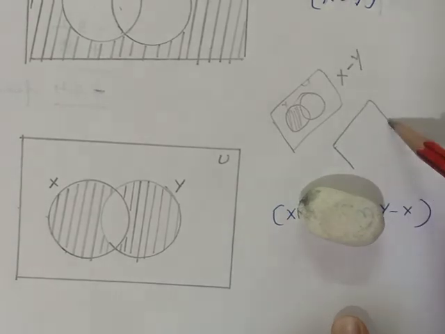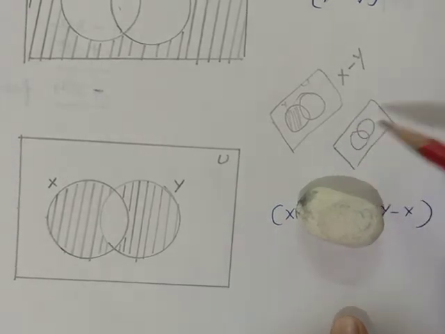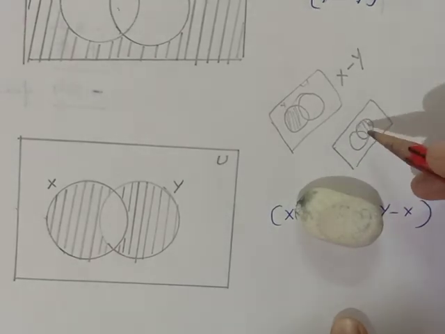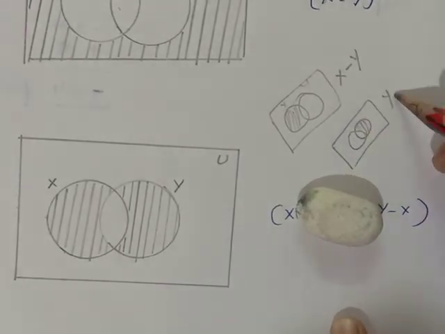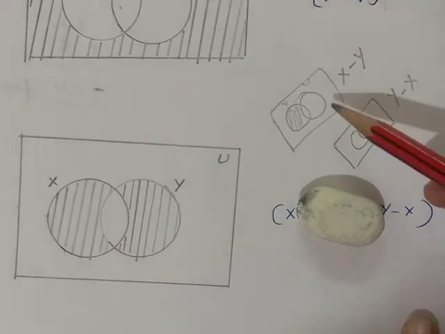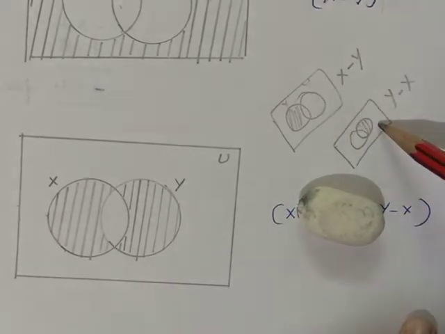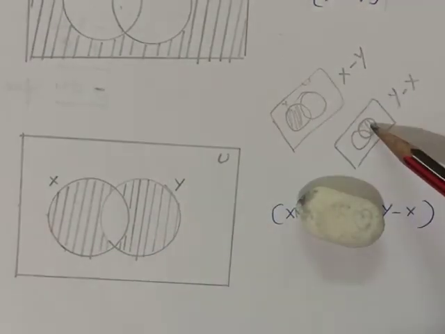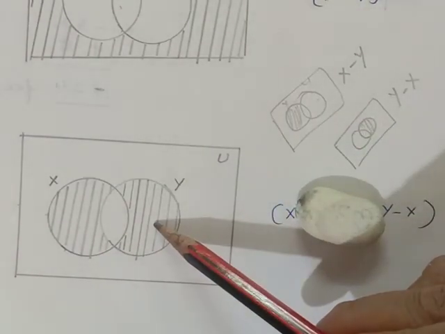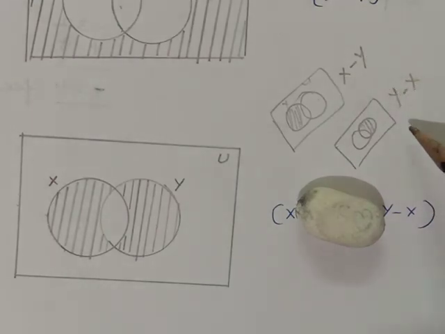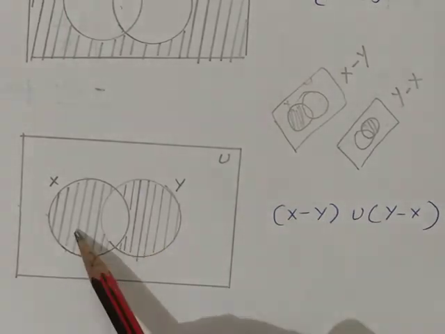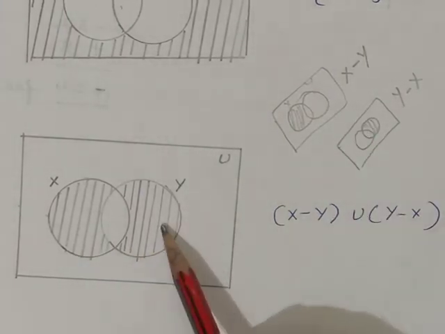Next, I am covering only y. What is the meaning of this one? I want only y, I don't want x. Now look at this, I want both x minus y and y minus x. So I am going to cover this portion and I am going to cover this portion. So I want this x minus y and y minus x. If I want both, I'll write it as union. So the answer is x minus y union y minus x.